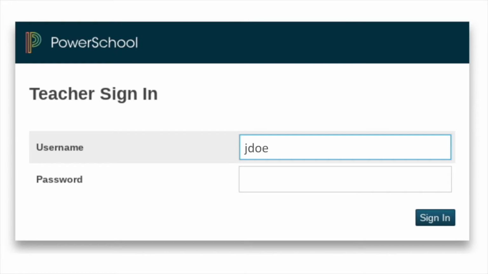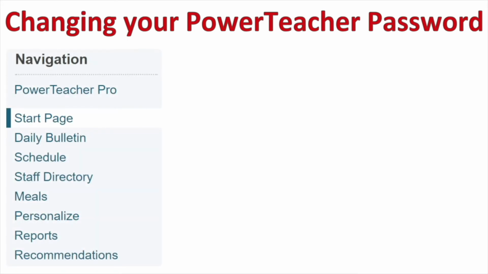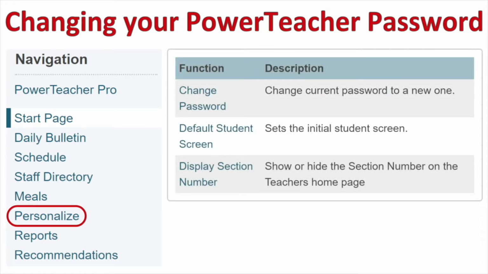Your username is your first initial and your last name. Your initial password is BCPS1234. We highly recommend that when you first log in, you take the time to change your PowerTeacher password to something more personal and secure. To do this, click on the Personalize link on the left-hand side of your screen. The following window will open. Simply click on Change Password to begin the process.